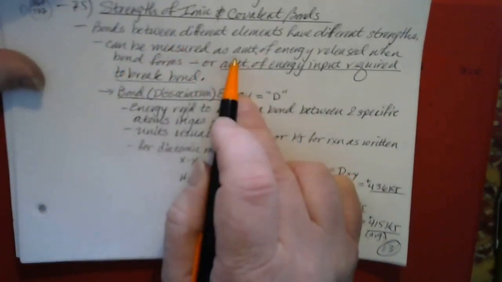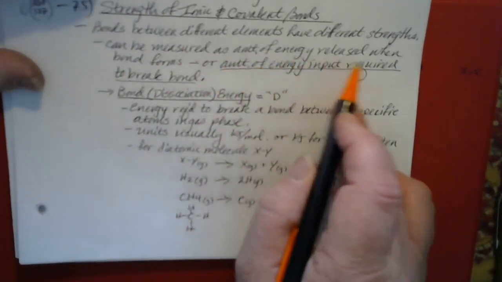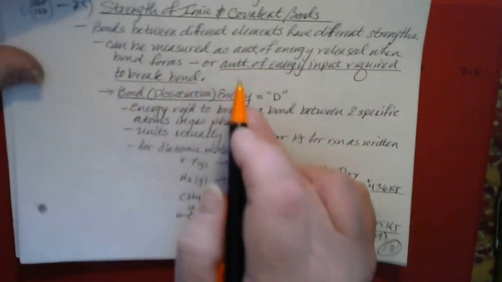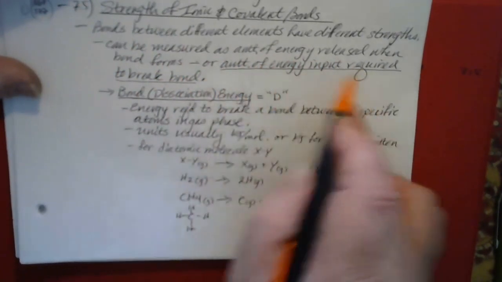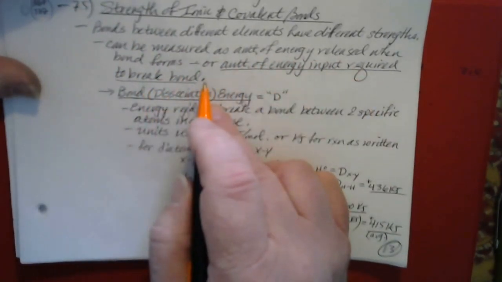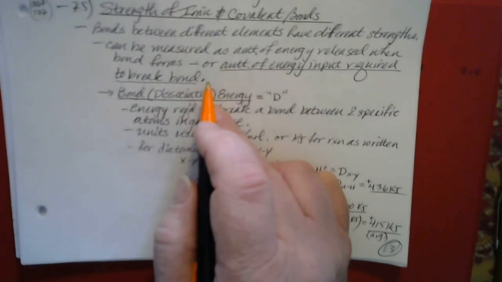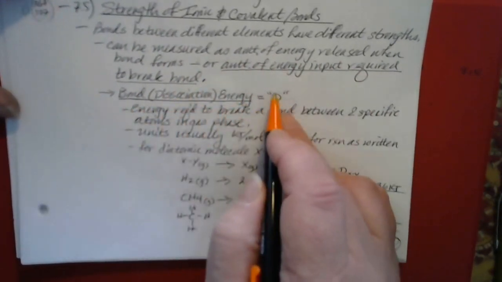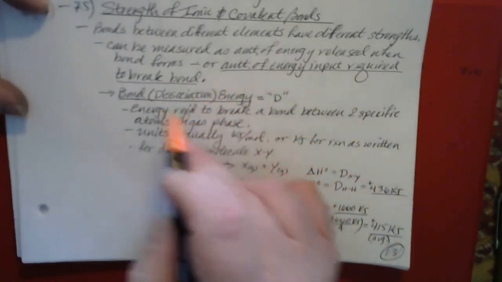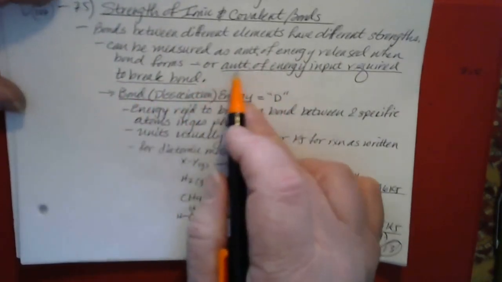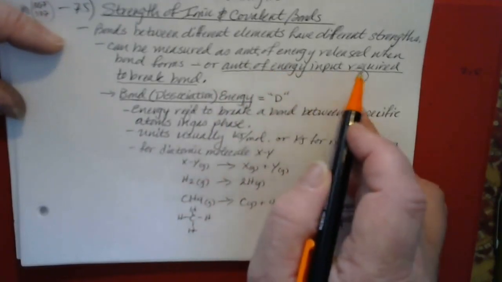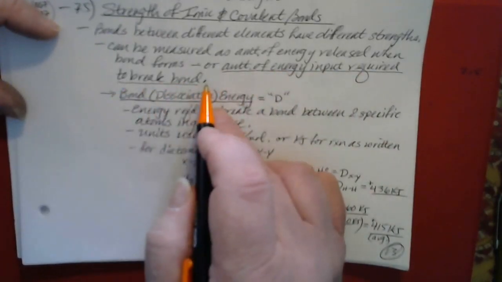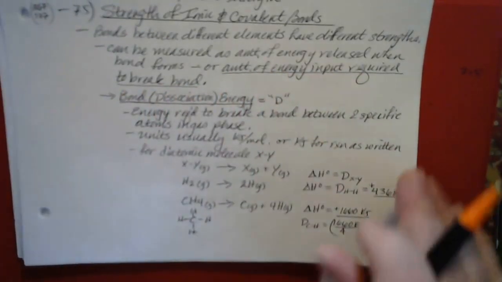We can measure the bond strength as the amount of energy released when a bond forms, or we can measure the amount of energy input required to break a bond. And in practice, what we usually go with is bond dissociation energy, or capital D. And capital D, or bond dissociation energy, is what I've underlined here, the amount of energy input required to break a bond. It's because that's easier to measure.